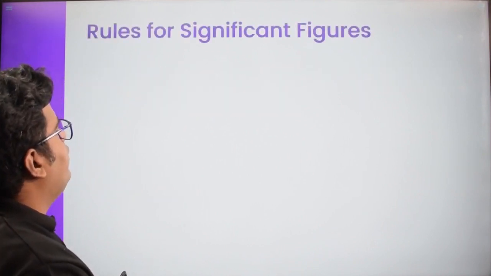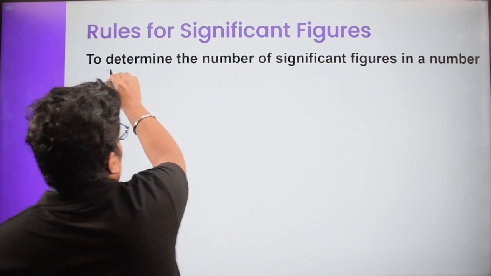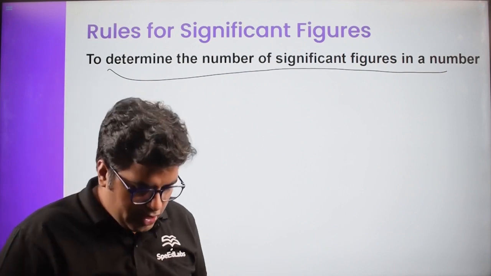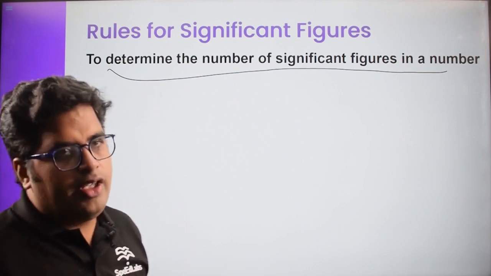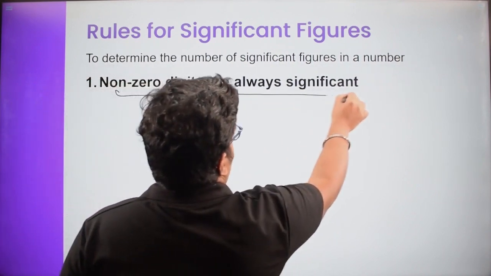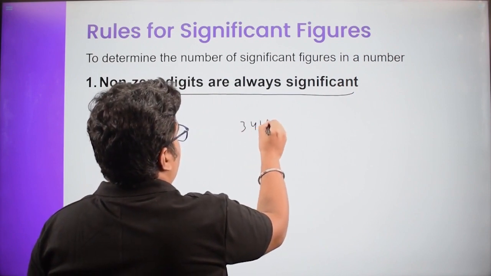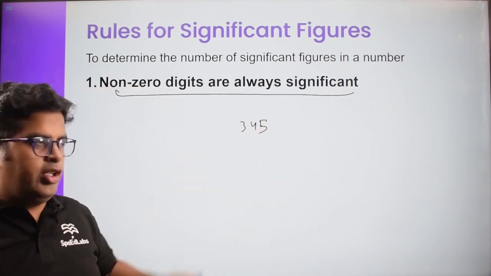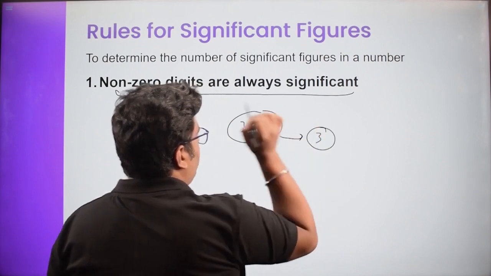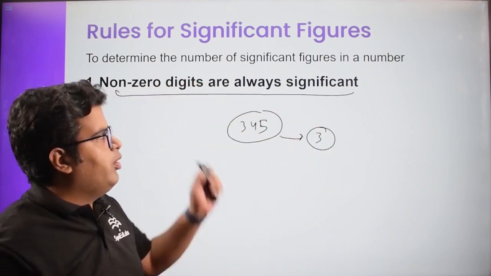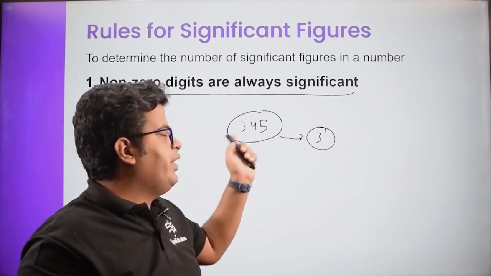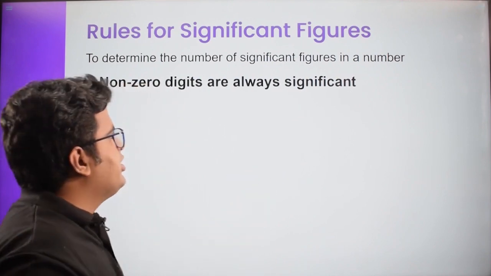So what do we have? We have the rules for significant figures, and the first is to determine the number of significant figures in a number. Whatever the number, we have to show how many significant figures are there, right? So we'll move further. Non-zero digits are always significant. Let's say if I ask you 345. These are all non-zero digits. In this number, how many significant figures are there? We have 3 significant figures, because rule number 1 says that all non-zero digits, which are not zero, are counted as significant. So 3, 4, 5, in total we have 3 digits. So all 3 are significant, right?